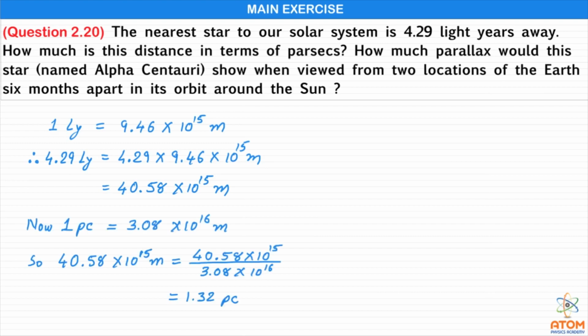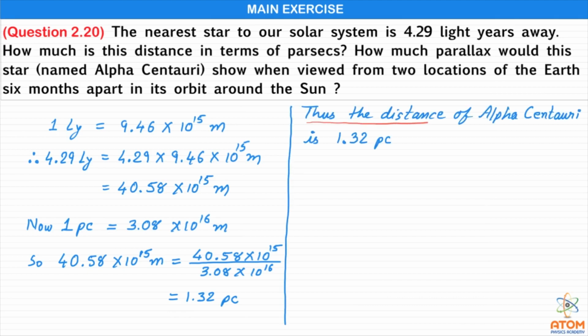Now about parsec. 1 parsec is 3.08 into 10 raised to 16 meter. So 40.58 into 10 raised to 15 meter divided by 3.08 into 10 raised to 16 will give us 1.32 parsec. It is basically nearly 1.3175 parsec, but rounding off we will get 1.32 parsec. Thus, the distance of Alpha Centauri star is 1.32 parsec.